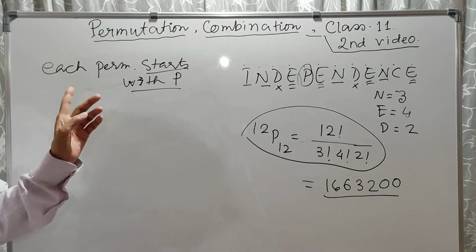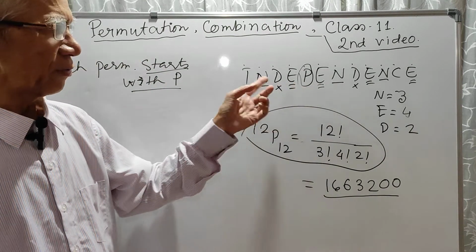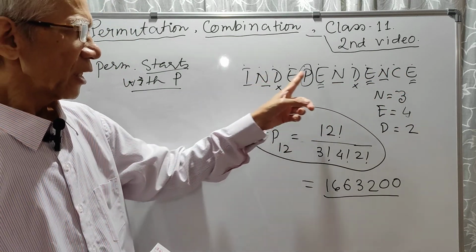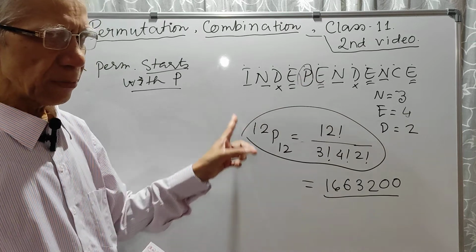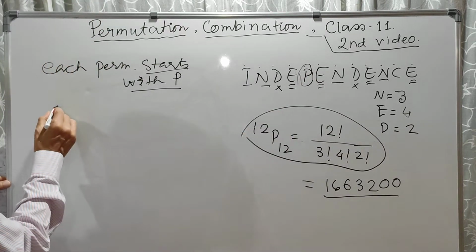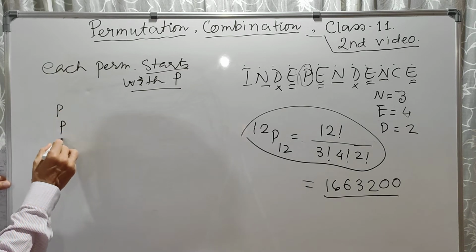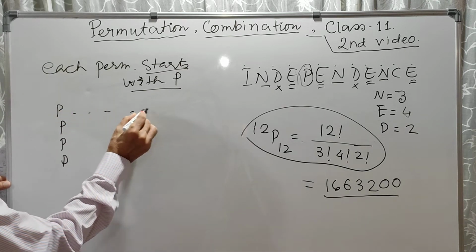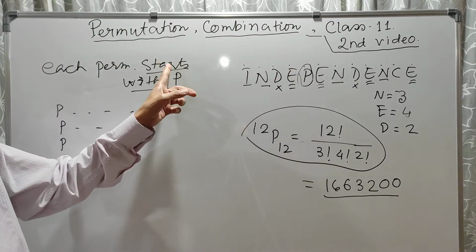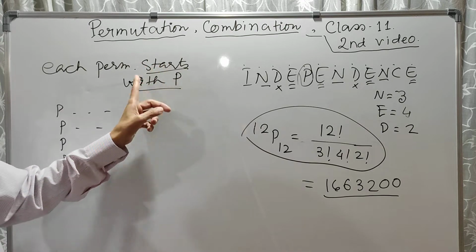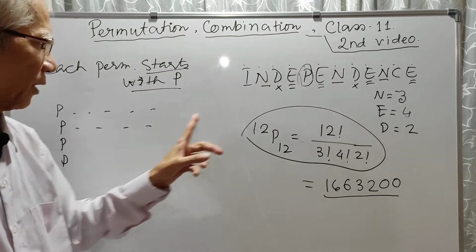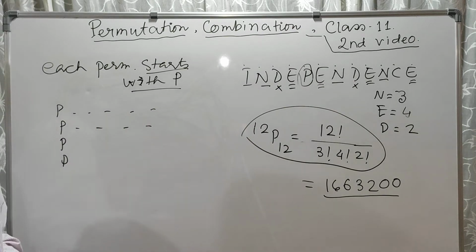Have you followed? The question is this: find the permutations of all the letters of the word INDEPENDENCE such that P remains always in the beginning of each permutation. That means P will be here for each permutation, and then there will be 11 letters, because in total there are 12 letters. So if the condition is that each permutation starts with P, then you put P in the beginning, and then the remaining letters will be there for each permutation.